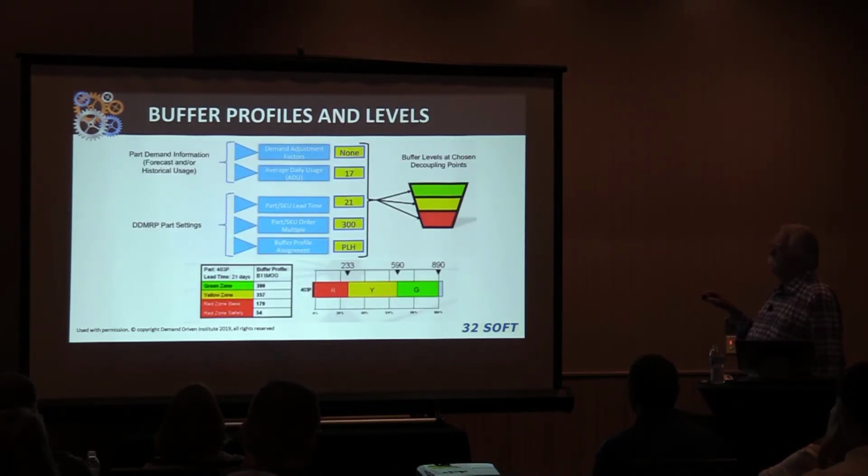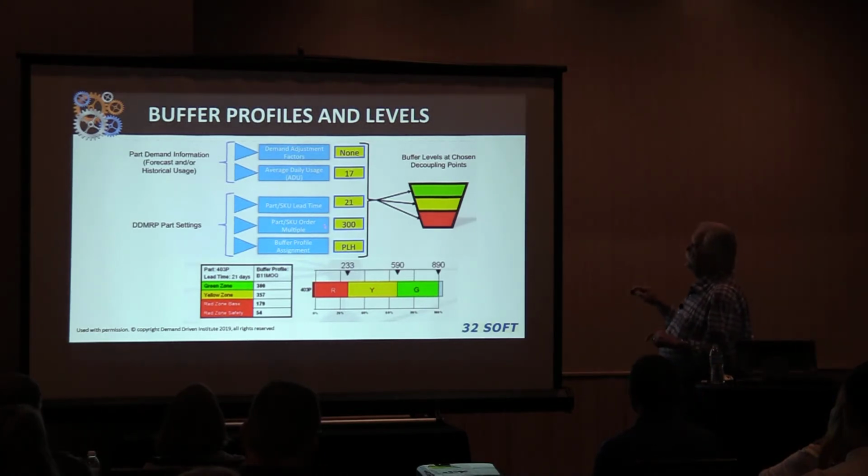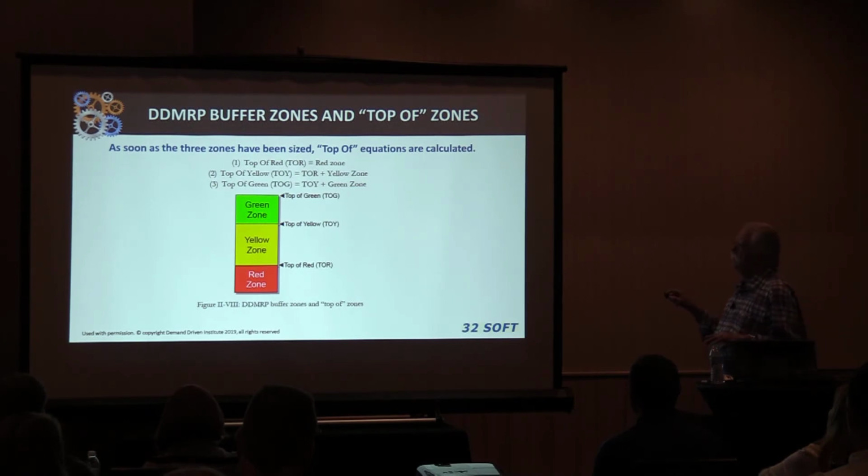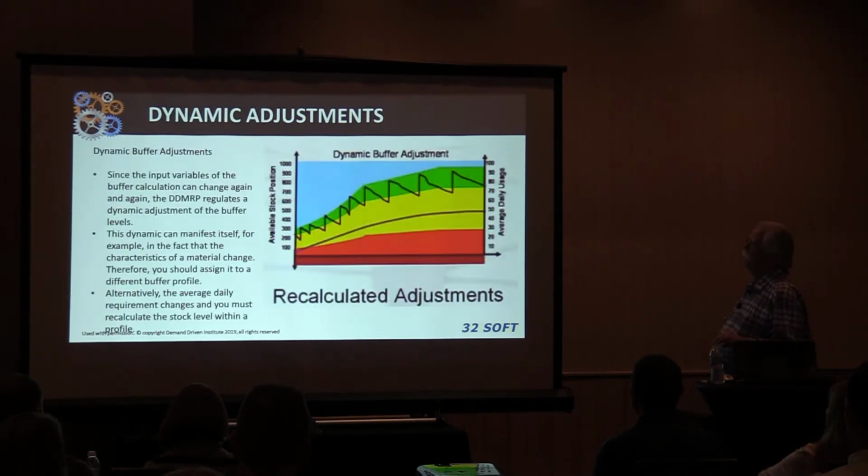So you can go in and you can do an exact calculation. The software does this for you once you've done your input of the variables. Then the system is going to calculate your green zone, your yellow zone, and your red zones. So once you've calculated those, the system can do what's called top of zone calculations. So you can calculate the exact value of the top of the green zone, top of the yellow, and the top of the red zone.